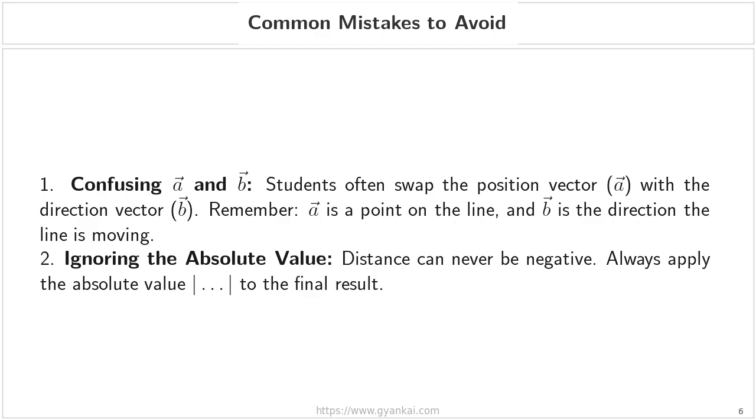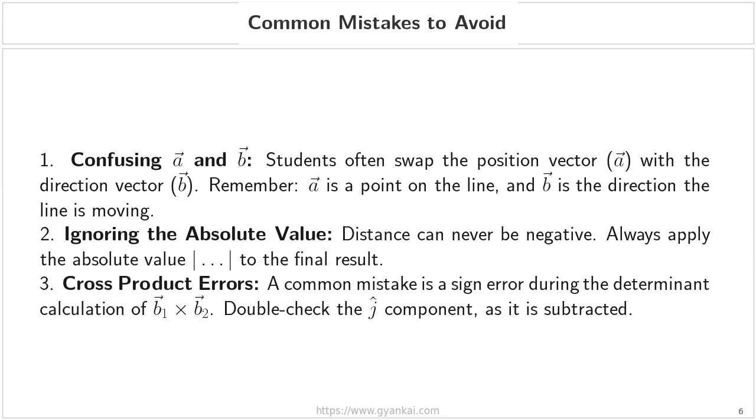Second, never forget the absolute value. As we saw in our final formula, the result is enclosed in vertical bars. This is because distance is a physical magnitude and can never be negative. If your calculation results in a negative number, you have likely made a sign error, but always remember to apply the absolute value to ensure your final answer is positive.